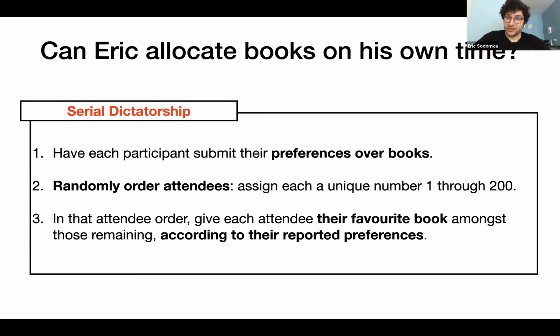And this actually has a name, this mechanism. It's called the serial dictatorship mechanism. Serial because everybody's lining up, so serially one after another. And dictatorship because at the time when it's your turn, you are the dictator. You get to say exactly what happens on that turn, meaning you get to say exactly what book you receive from all those that are remaining.